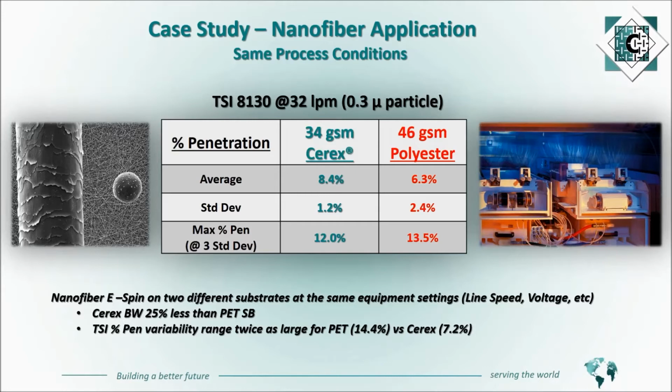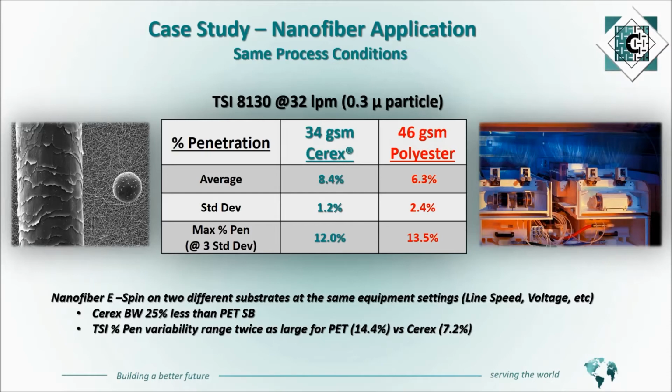And again, if you remember, I pointed this out earlier, the air permeability standard deviation of the 34 gram was 42, and for the 46 it was 122 CFM per square foot. So again, we were thinking the 1 ounce Cerex was a more uniform product. When you look at the data, the one thing that does come out is that the average for the Cerex is slightly higher penetration than the 46 gram. And again, this is done on a TSI 8130.